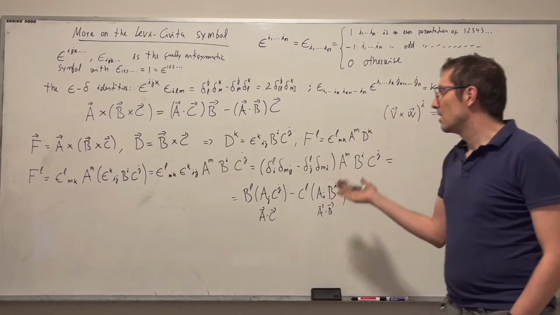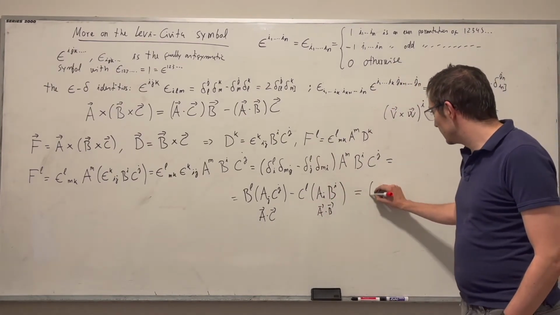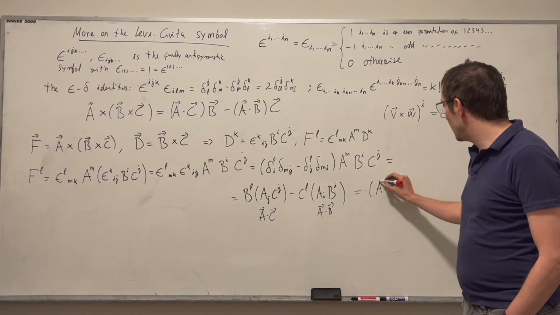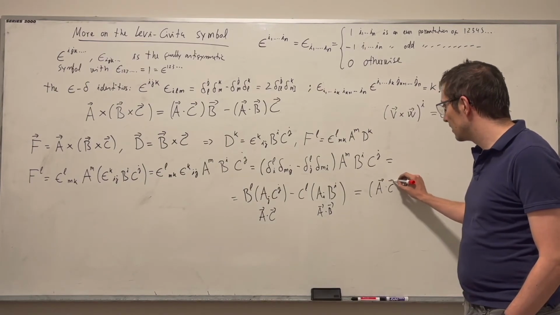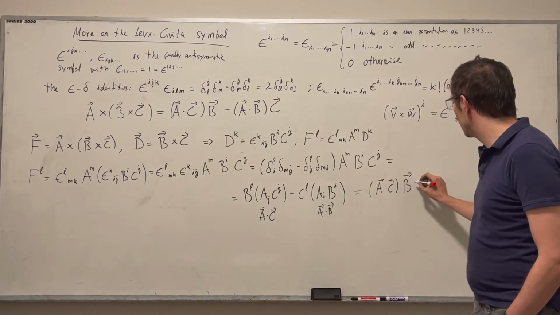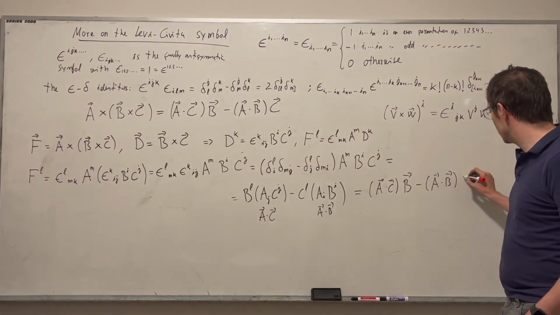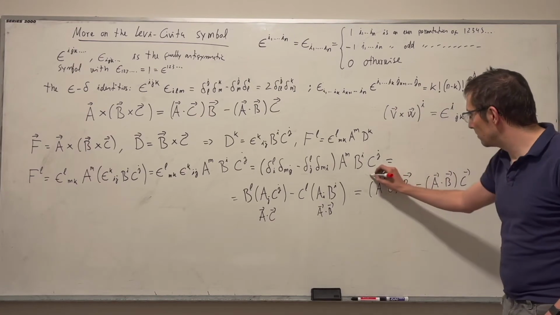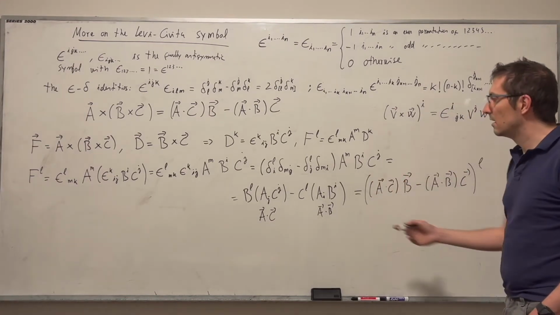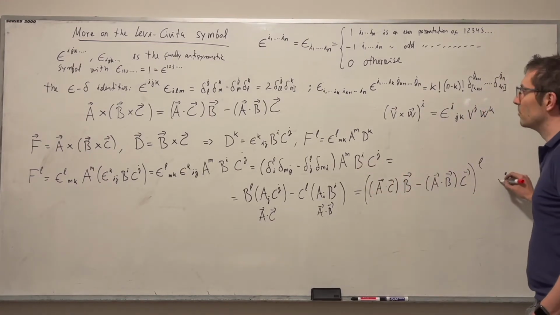So, what we got here is the dot product AC multiplying the vector B minus the dot product AB multiplying the vector C, component L. And we proved what we wanted to prove, which is this identity.